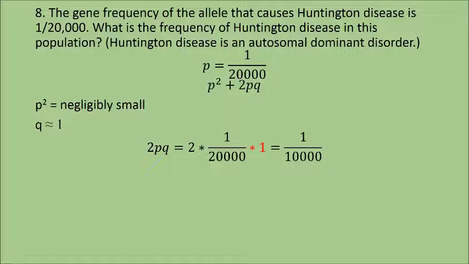So what we have is P squared plus 2PQ. That's the equation we're looking at. And again, since we're saying that P squared is negligibly small, we're basically assuming that P squared is 0, or very, very close to 0. So that falls out of the final equation. And so we substitute 1 over 20,000 for P, and approximately 1 for Q. So that just becomes 2 over 20,000, and that becomes 1 over 10,000, and that's it.